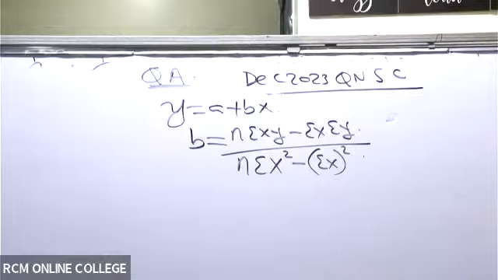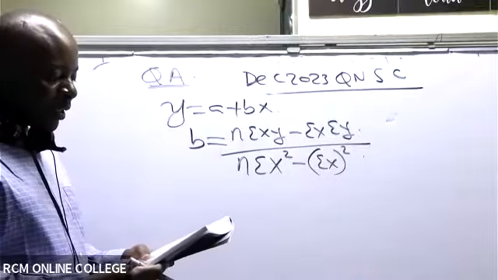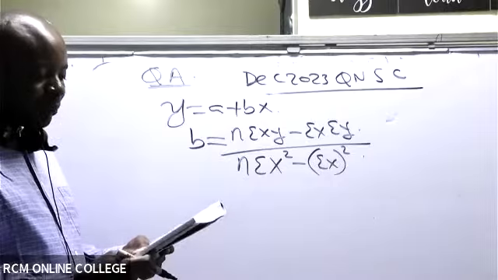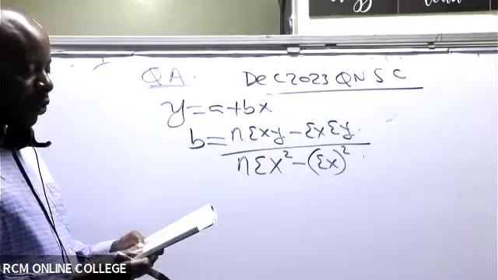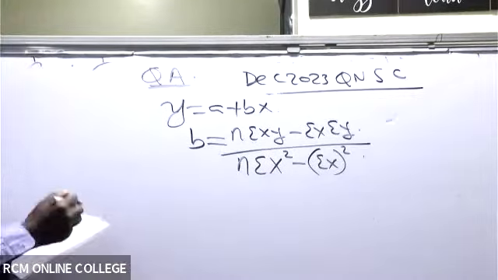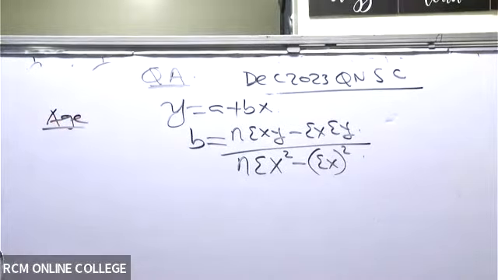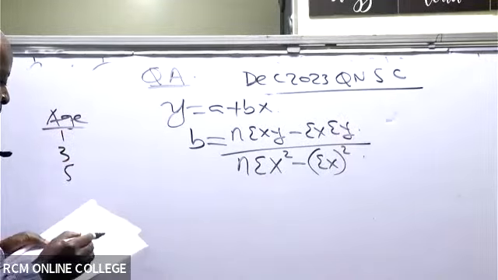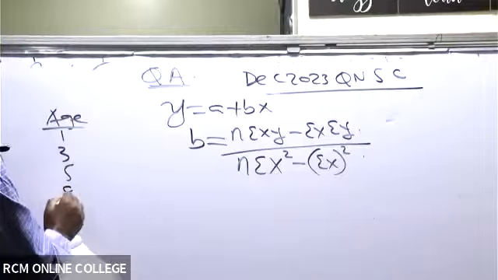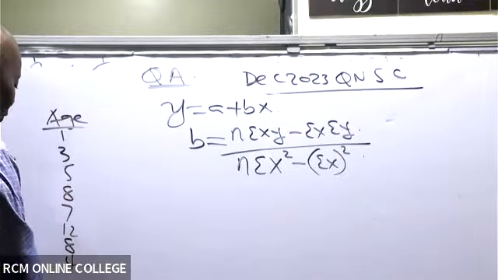We start by getting this gradient, and I would want us to write this question down. That's December 2023, question number 5C. Please try getting it. We have age: 1, 3, 5, 7, 12, 8, 4.